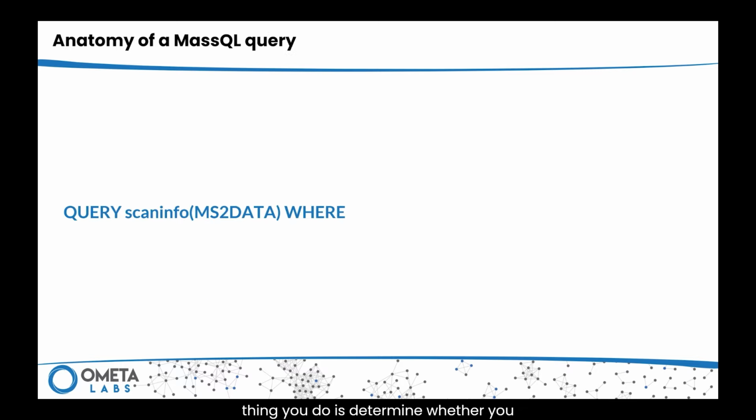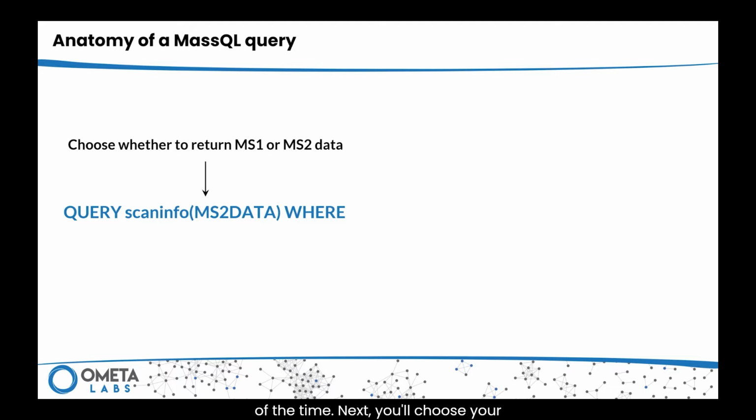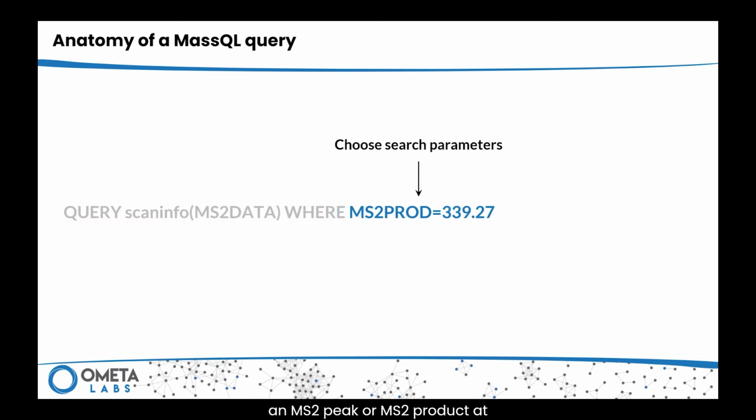So how do you create a MassQL query? Well, the first thing you do is determine whether you want the algorithm to return MS1 or MS2 data. Here we're returning MS2 data, which is likely what you'll be doing most of the time. Next, you'll choose your search parameters. Here we're looking at an MS2 peak, or MS2 product, at 339.27 m/z.